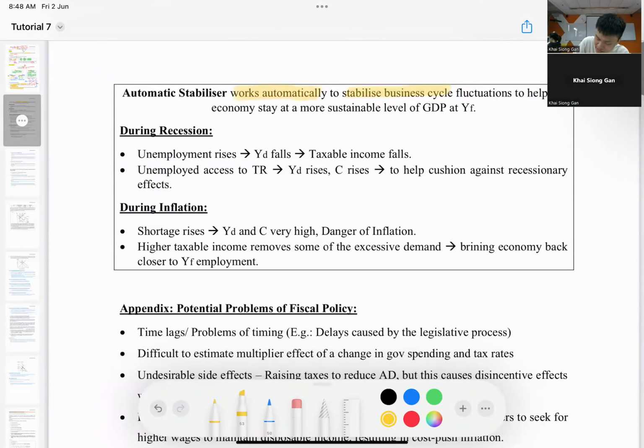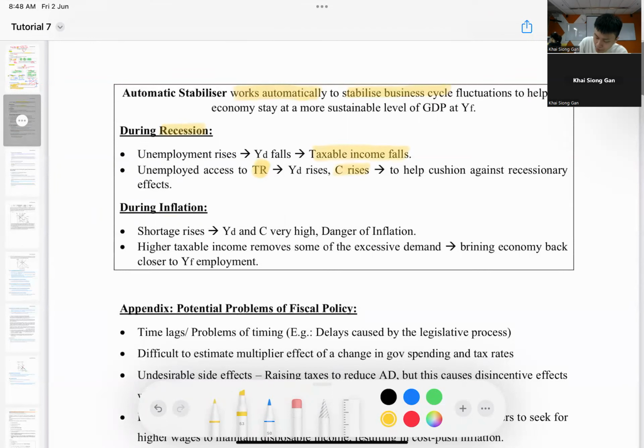For example, if there is a recession, there will be a lot of people being unemployed and income will fall, so the taxation that we receive as a government will fall as well. And unemployed people will get access to transfer payments. Once they get transfer payments, they have a bit of income to spend, consumption will rise, and this can help cushion, that means help to reduce or settle a bit, against the recessionary effects. Because they got some money.